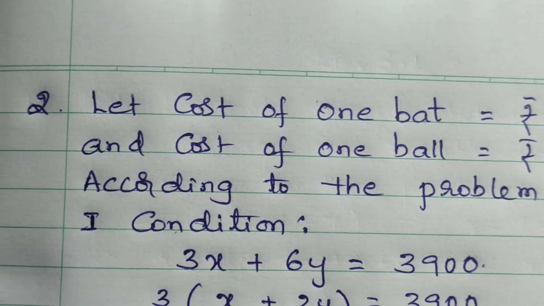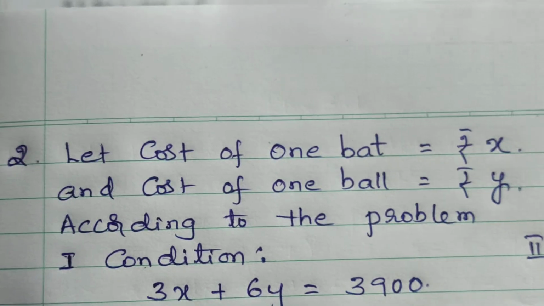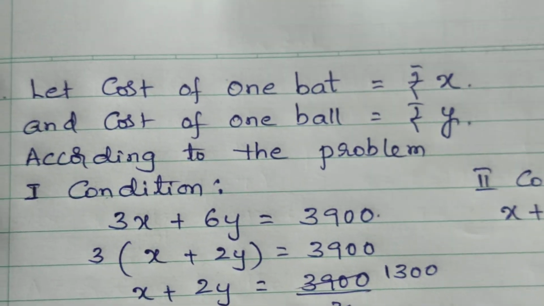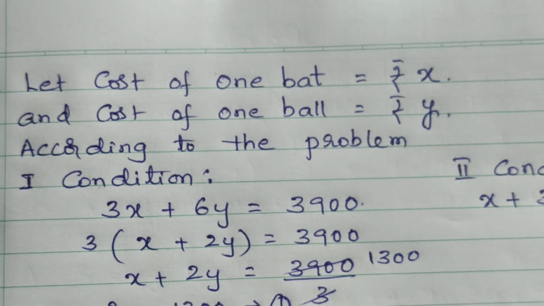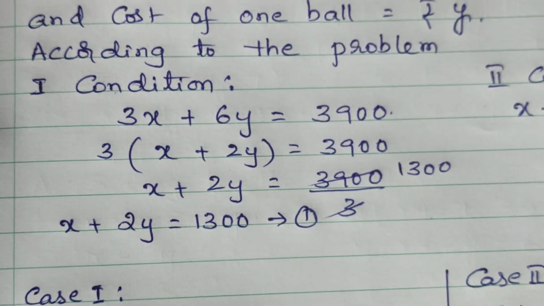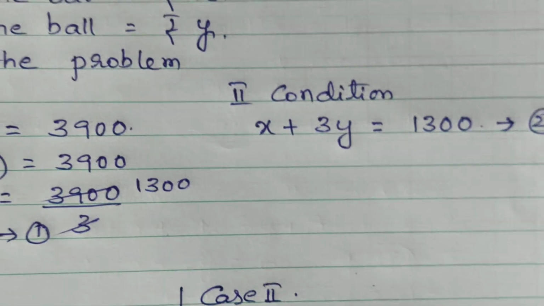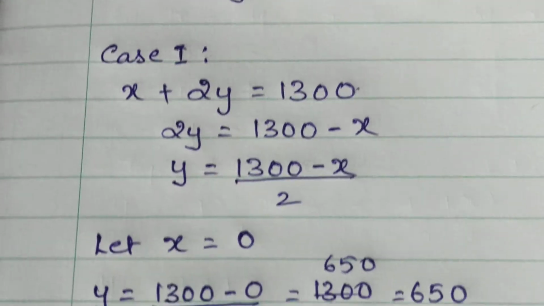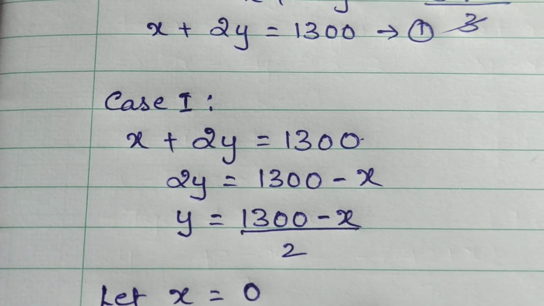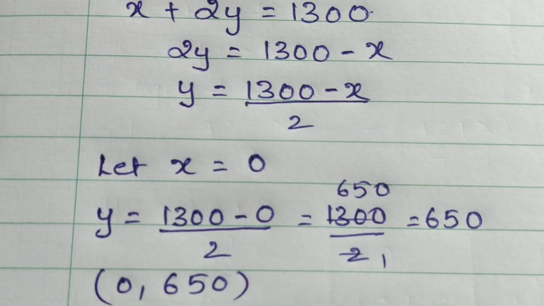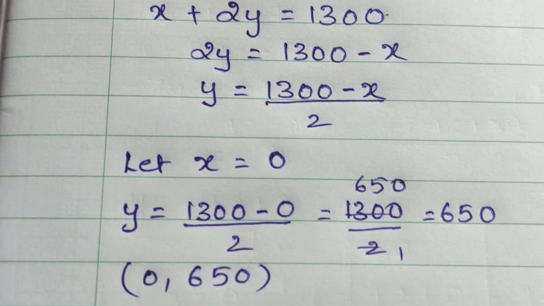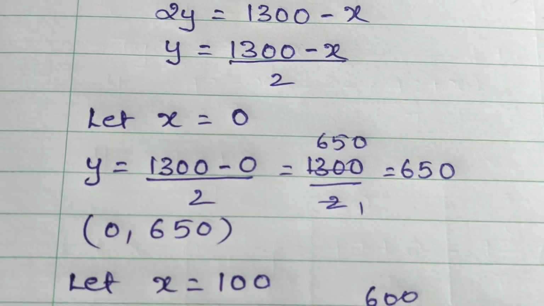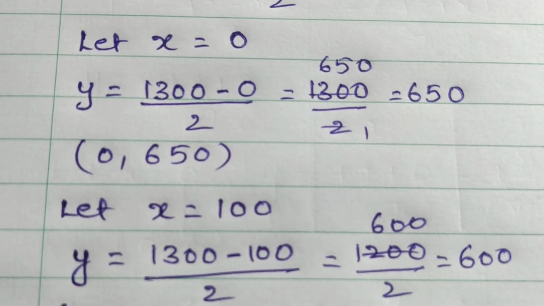See here, I did the second sum again like yesterday. Here I wrote: let the cost of one bat equal x and the cost of one ball equal y. So according to the problem, the first condition I wrote here and the second condition here. After that I took case 1, that means the first equation, and I solved it. The same question, what I have taken there, x equals 0, everything I did there, I explained already, and I am showing how I did it in the graph.